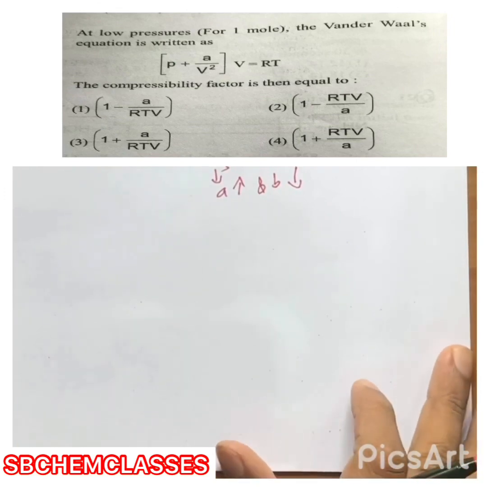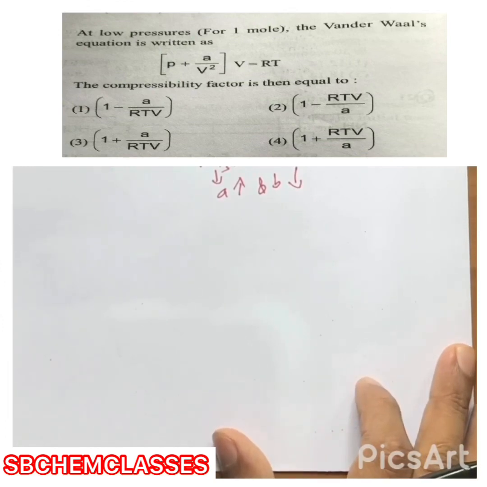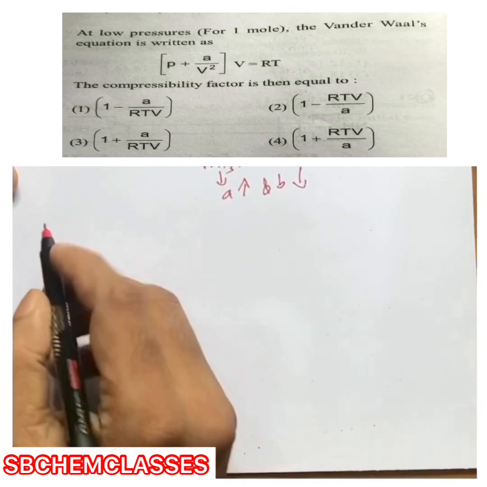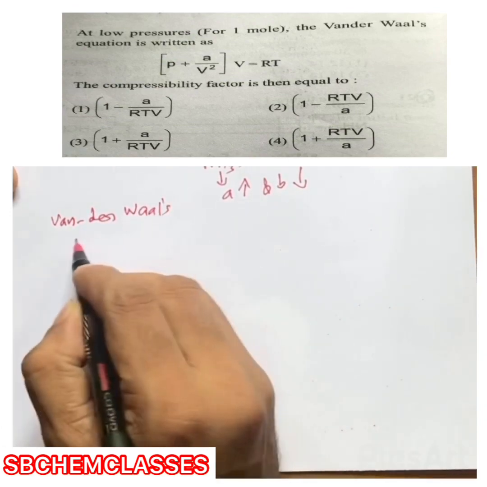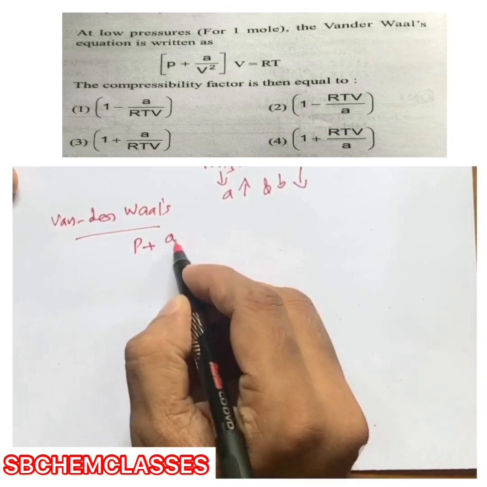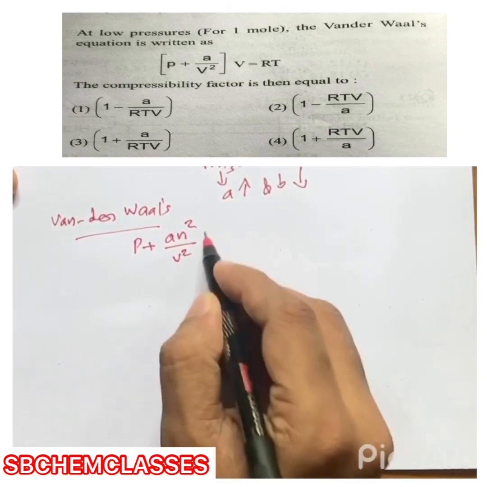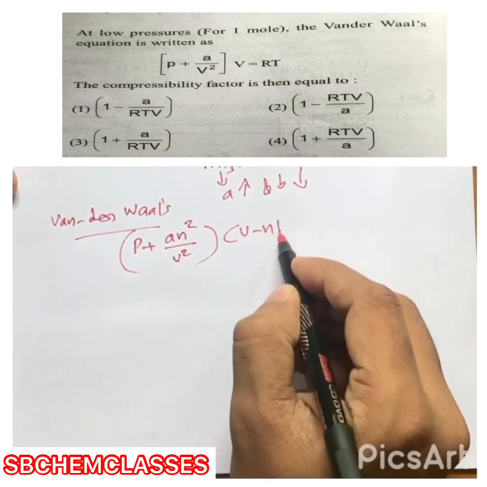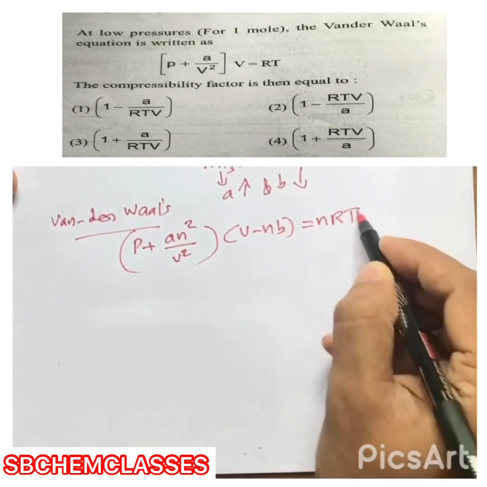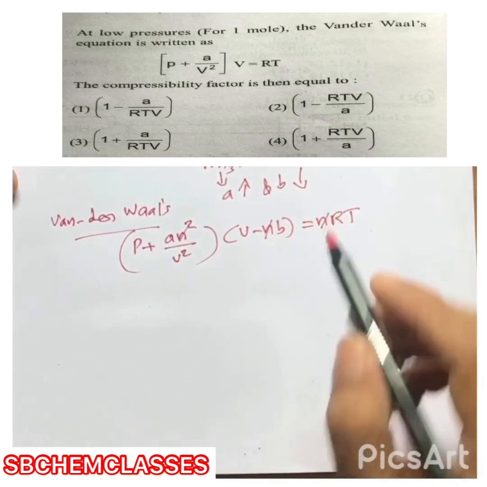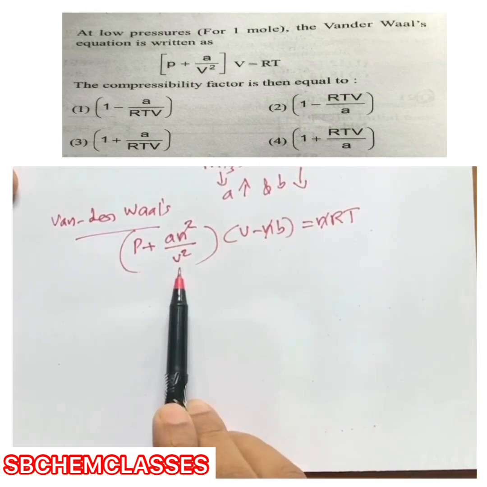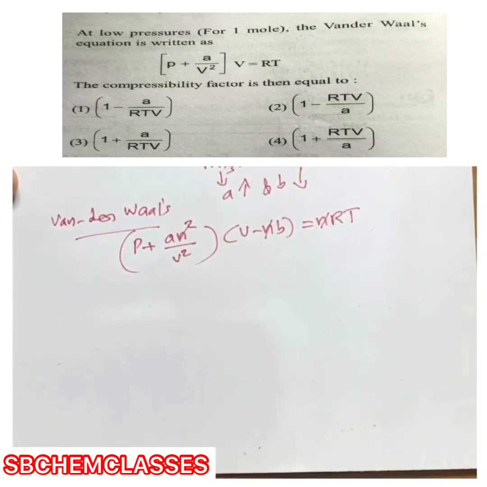At low pressure for 1 mole, the van der Waals equation is written as follows, and then the compressibility factor is calculated. The van der Waals equation is (P + an²/V²)(V − nb) = nRT. Here we are considering 1 mole, so the n² and n are cancelled. So (P + a/V²)(V − b) = RT.